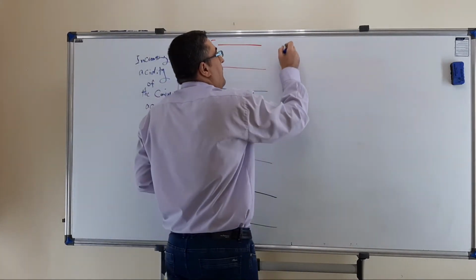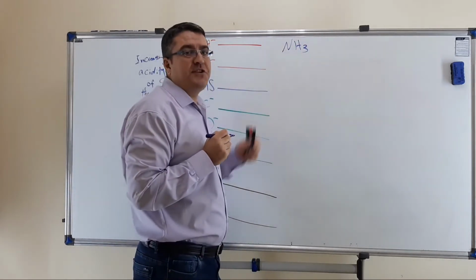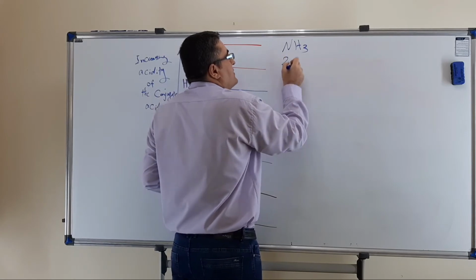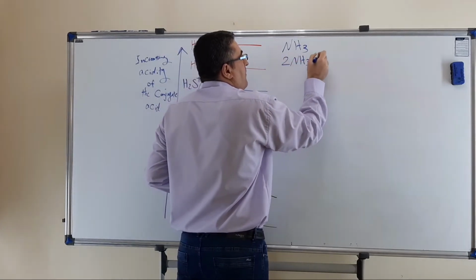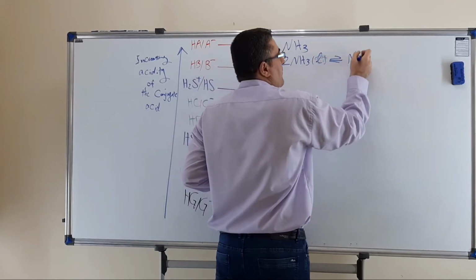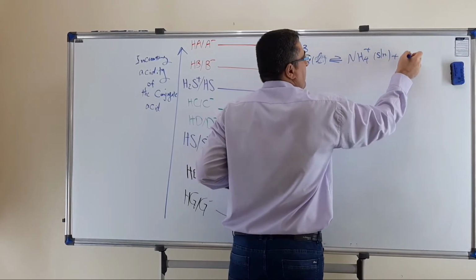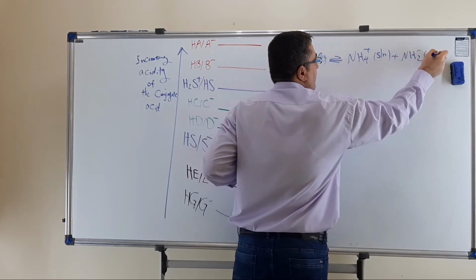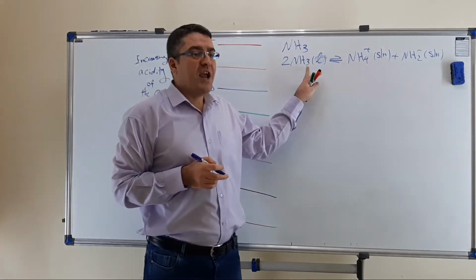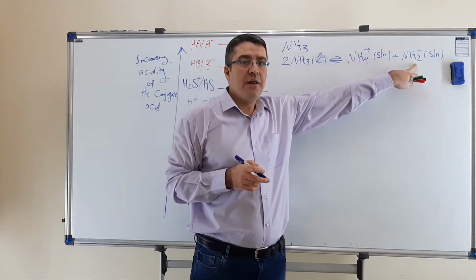Consider ammonia, NH3, as the solvent. It is an amphiprotic solvent. Its autoprotolysis is as follows. Its conjugate acid is the ammonium cation. Its conjugate base is the amide anion.